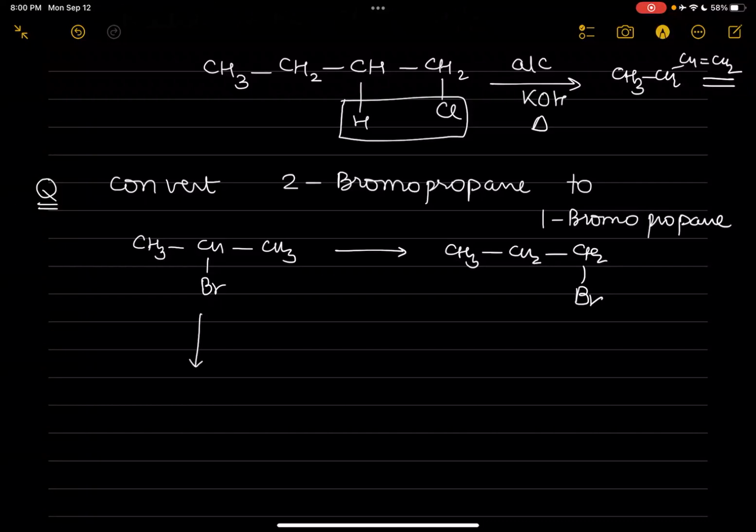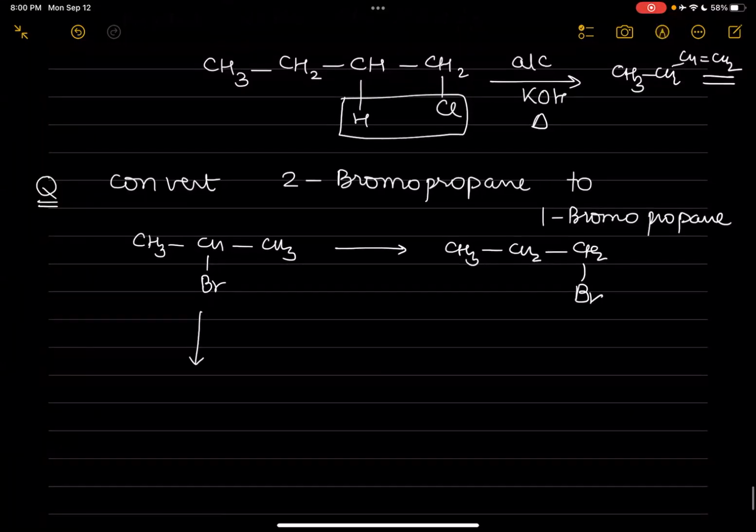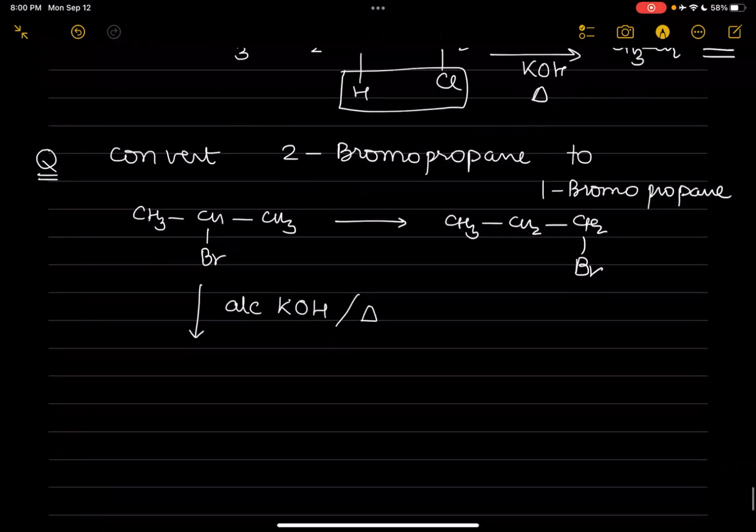So what will I use here? Tell me quickly. Alcoholic KOH and heat, which is responsible for the removal of hydrogen and halogen, that is, minus HBr. Is it clear? Okay.